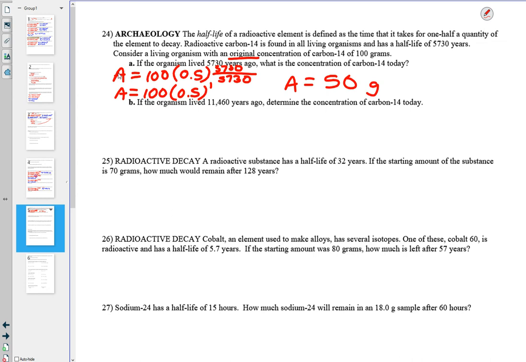If the organism lived 11,460 years ago, determine the concentration today. Okay, so the amount is still 100. It's still a half-life. The difference is now it's 11,460 divided by 5730. That looks to me like it just be 2 half-lives.